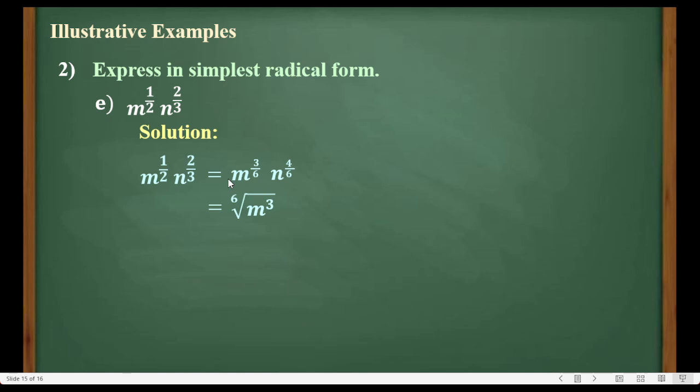Then we rewrite each factor in radical form. So that is the 6th root of m cubed times the 6th root of m to the 4th. And applying the first law of radicals, two radical factors with the same index can be written as an expression with only one radical sign, with the same index 6. So this is the same as the 6th root of the product of m cubed and m to the 4th. This is your answer.